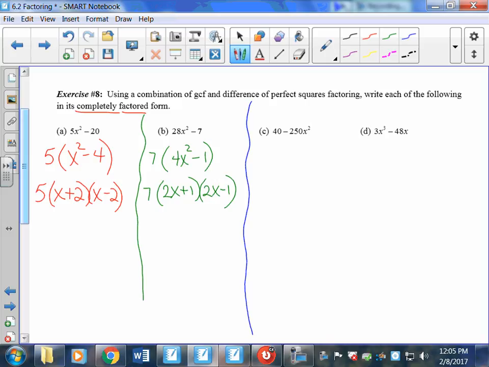Okay, C, I think the most obvious one here, I think, is 10. So if we take a 10 out, remember, we can always keep going if there's another one. So if we take a 10 out, we get 4 minus 25. Oh, I like the fact that I have perfect squares. I think that's what I'm supposed to have. All right, I can't take anything out of 4 and 25, so I'm going to keep that 10 out front and make it 2 minus 5x. Remember, order counts, and 2 plus 5x.